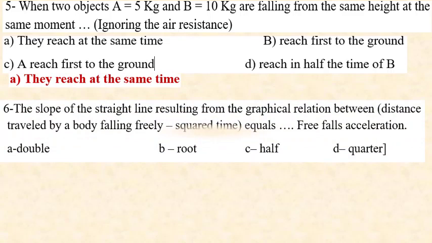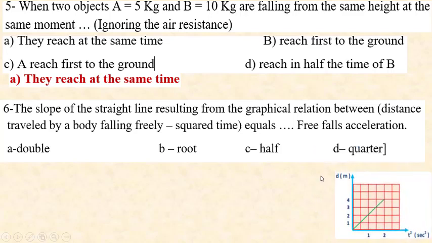Question number 6. The slope of the straight line resulting from the graphical relation between the distance traveled by an object falling freely and the square of time equals dot the free fall acceleration: double, root, half, or quarter. I don't know the answer. I can't imagine it. So I have to give you the drawing of this graph. Look at this, distance and square time.